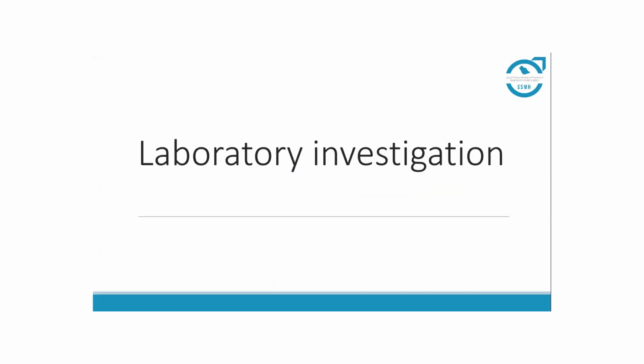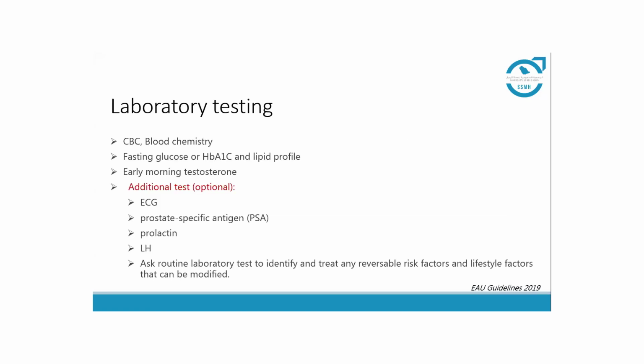Then we go to the second component of evaluating those patients, which is the laboratory investigation. So what are the recommended laboratory investigations for all patients who present with erectile dysfunction? It is basically a CBC and blood chemistry, fasting blood glucose for those who are not diabetic, and a hemoglobin A1C for those who are diabetic, plus a lipid profile and early morning testosterone. I will come to the rationale. Why do we ask for these tests, especially for patients with erectile dysfunction?